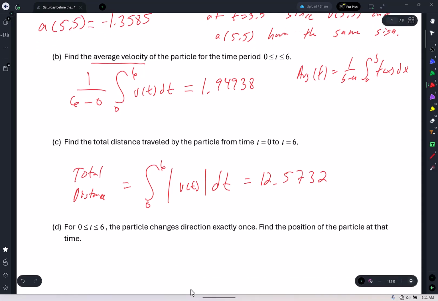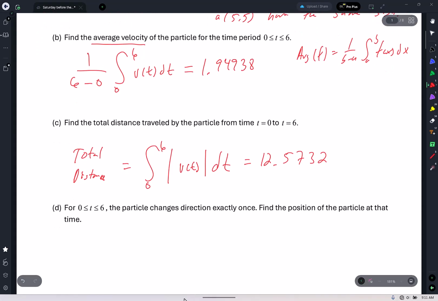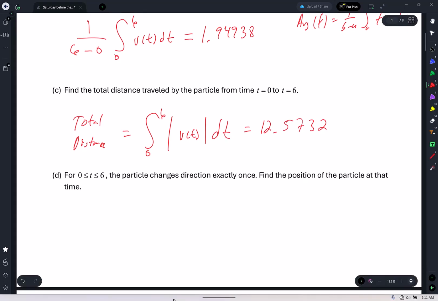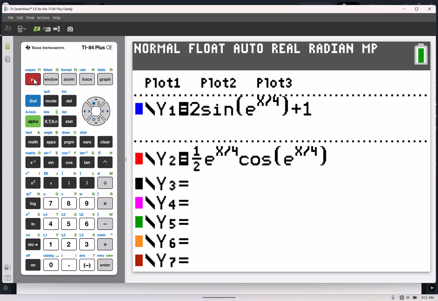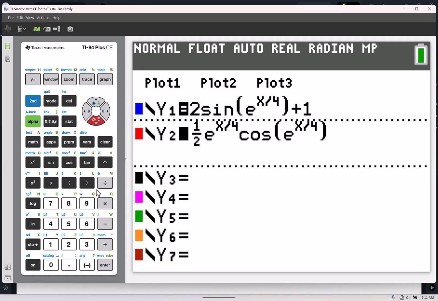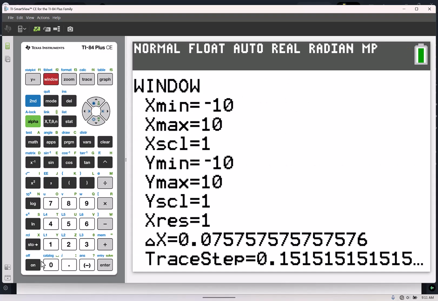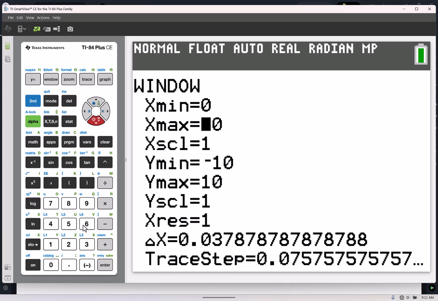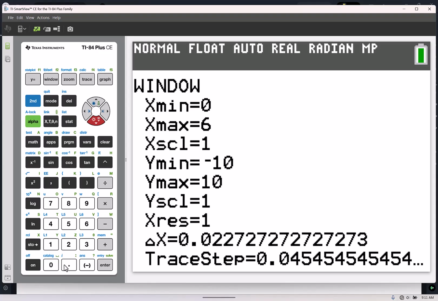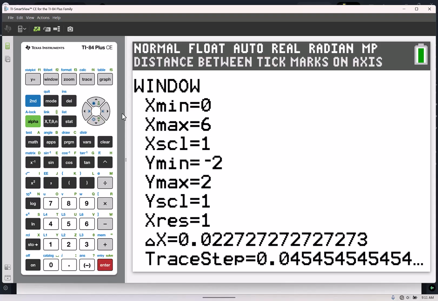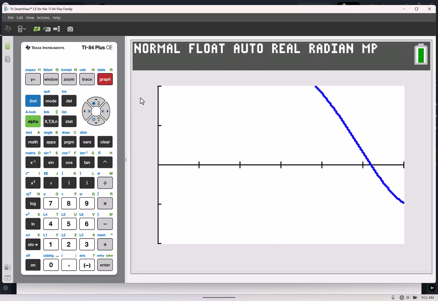All right, letter D: between 0 and 6, the particle changes direction exactly once. Find the position of the particle at that time. Well, I already have y1 in my calculator. Turn off y2. I'm going to click on window. I'm only looking between 0 and 6, and I'm going to hover around the x-axis, between -2 and 2. I'm going to push graph. And there it is. That's the only time that I change directions.